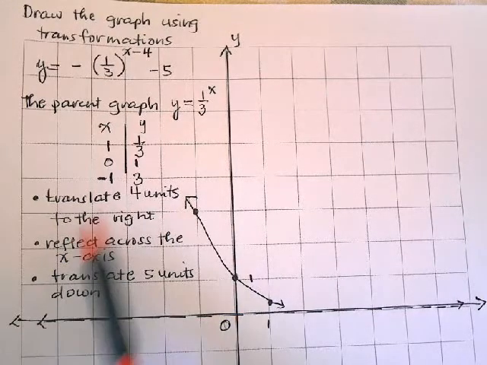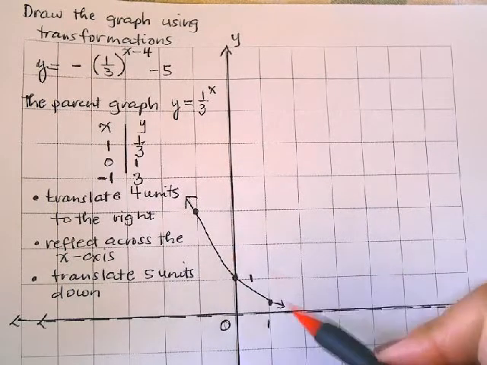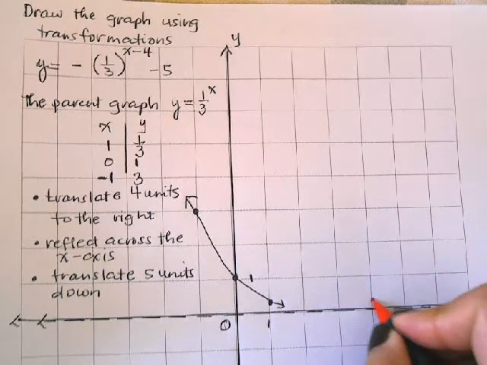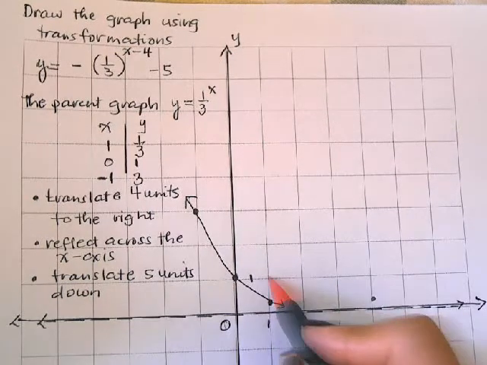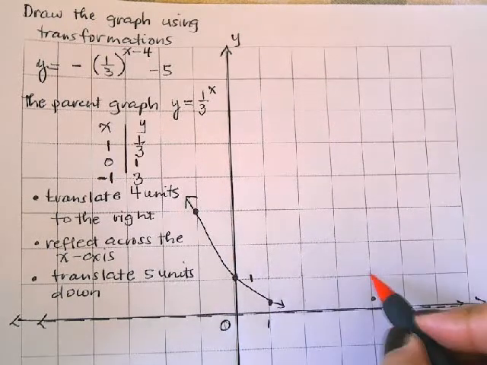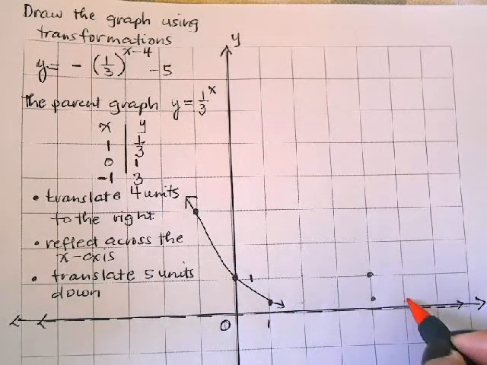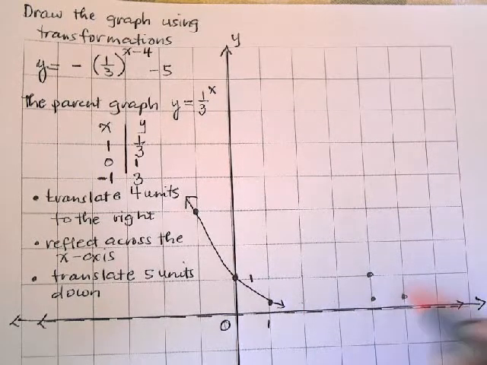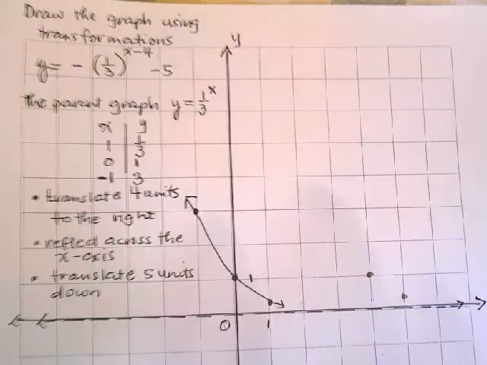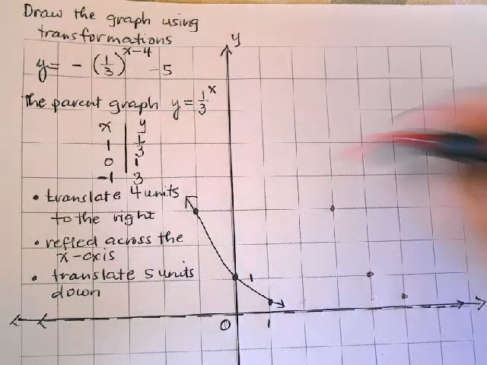First we're going to translate these 4 units to the right. We're going to move all these 3 points 4 units to the right. So 1, 2, 3, 4. We're here on this 1/3. 1, 2, 3, 4. Wait, I counted this wrong. 1, 2, 3, 4. It should be here. Next, 1, 2, 3, 4. Okay, so this is our first transformation.